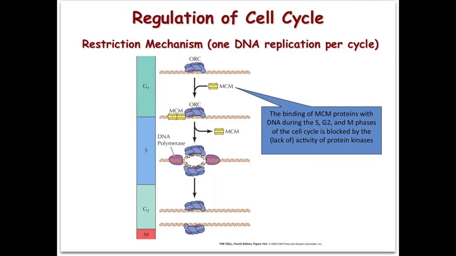And the activation of MCM happens only once during the cell cycle, therefore providing for a restriction mechanism that allows only one cycle of DNA replication for every cell cycle.